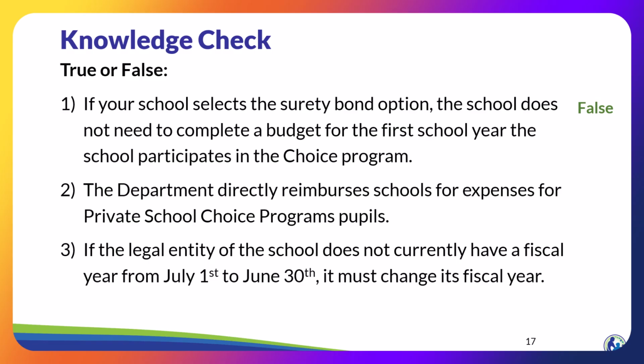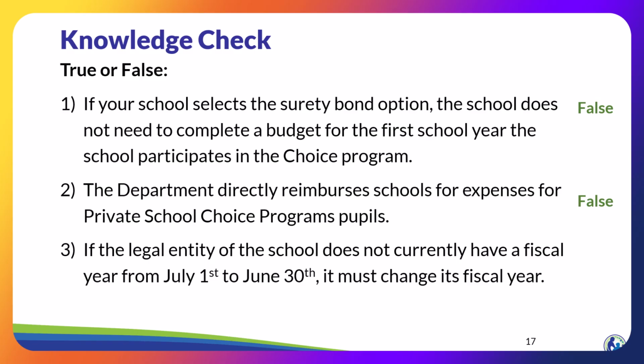First answer is false. All schools are required to complete a budget annually that meets certain requirements. If a school does not use the budget and cash flow option for the initial participation requirement, it must complete a budget by June 30th that includes all of the items we talked about earlier.